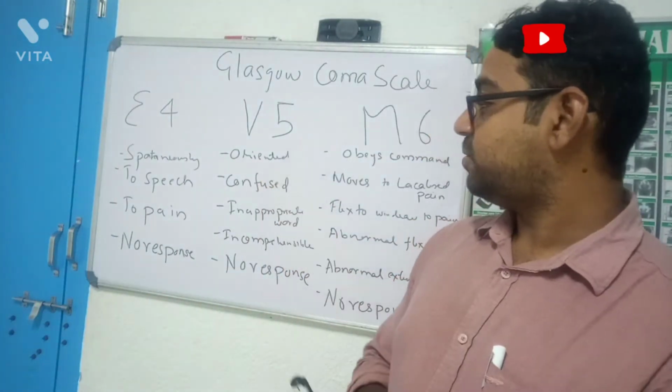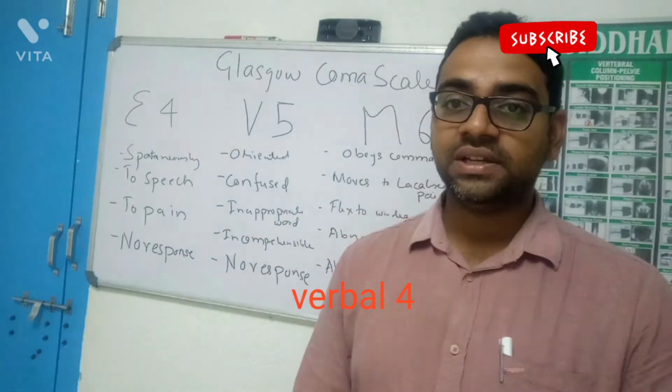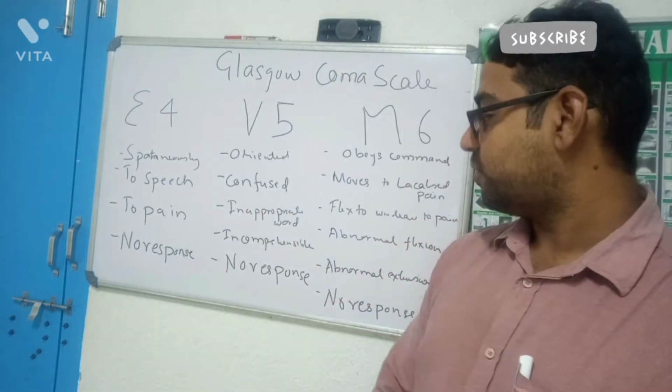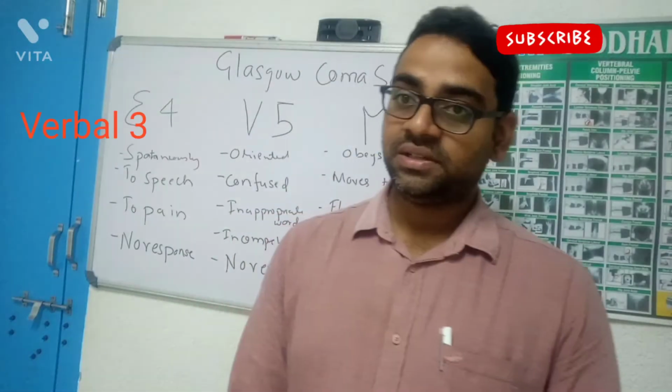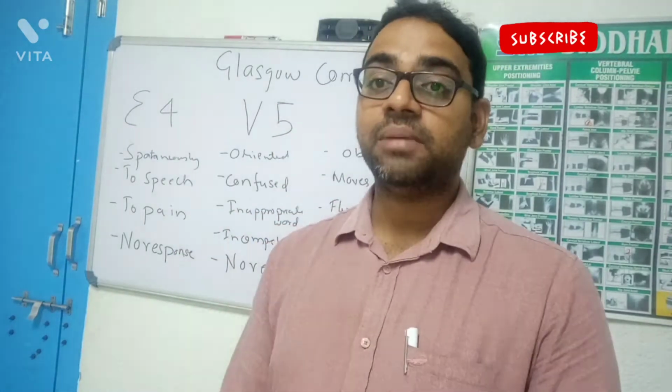If he is oriented, the score is 5. Then if the patient is confused, he doesn't know, not oriented to time, place, and person, then I give score 4. Then he will talk inappropriate words, means he will not be oriented, but he will be behaving inappropriately.